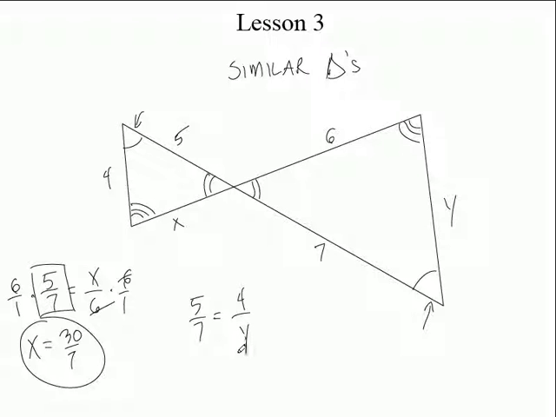All right? Make sense? Now in this one, I'm definitely going to cross multiply. So we cross multiply. So I get 5y equals what? 28. Divide both sides by 5. And there's my answer right there. Y equals 28 divided by 5.